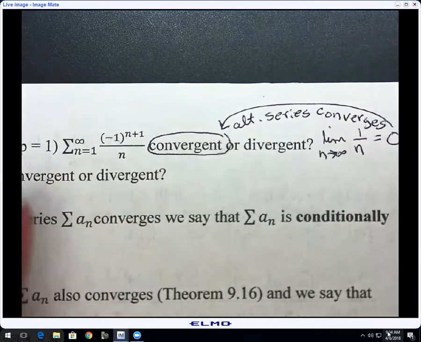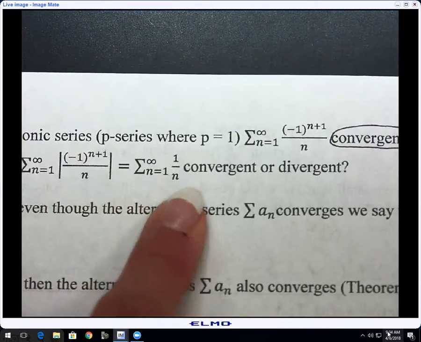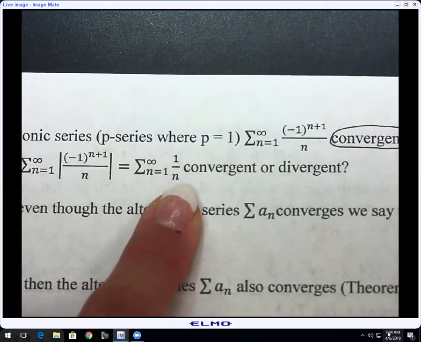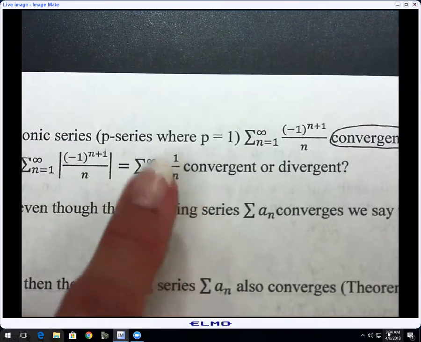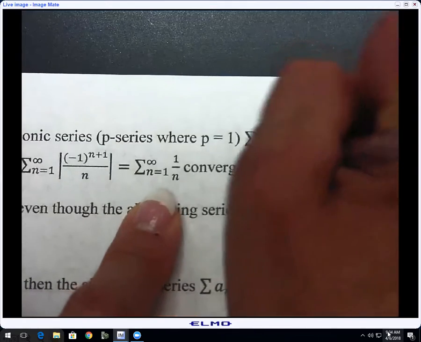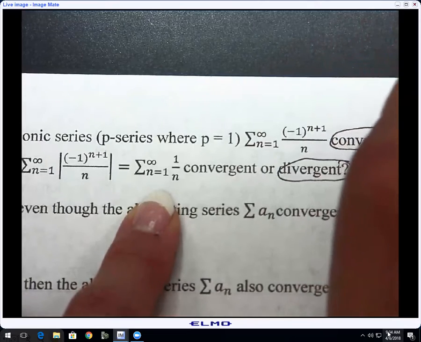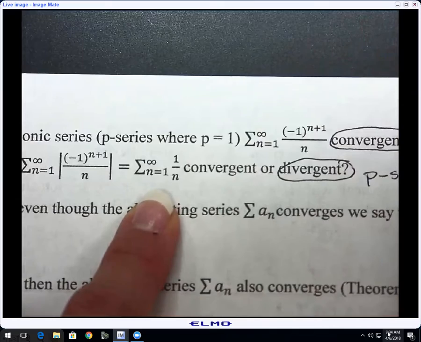Next question is, does the absolute value of that converge? The absolute value of the alternating harmonic series would just be the harmonic series without the -1 to the n plus 1 in the numerator. What do we know about this p series? It diverges. That is a divergent p series with p equals 1.